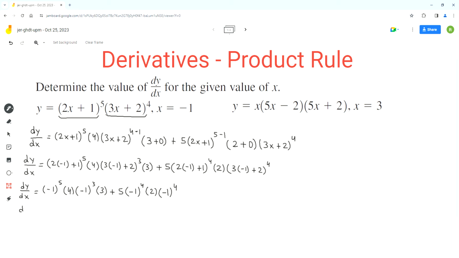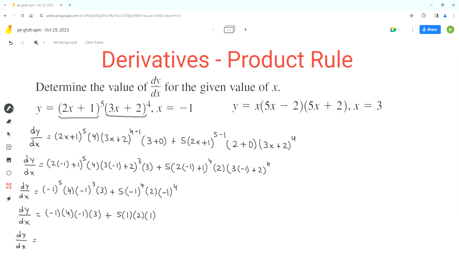Now we can simplify this further. So dy over dx equals, so (-1)^5 is equal to -1, then times 4, and then (-1)^3 is equal to -1 and then times 3 plus, now 5, now (-1)^4 is equal to 1, because here we have to multiply negative 1 by itself 4 times, times 2, and then again (-1)^4 is just 1. Now we can simplify it further.